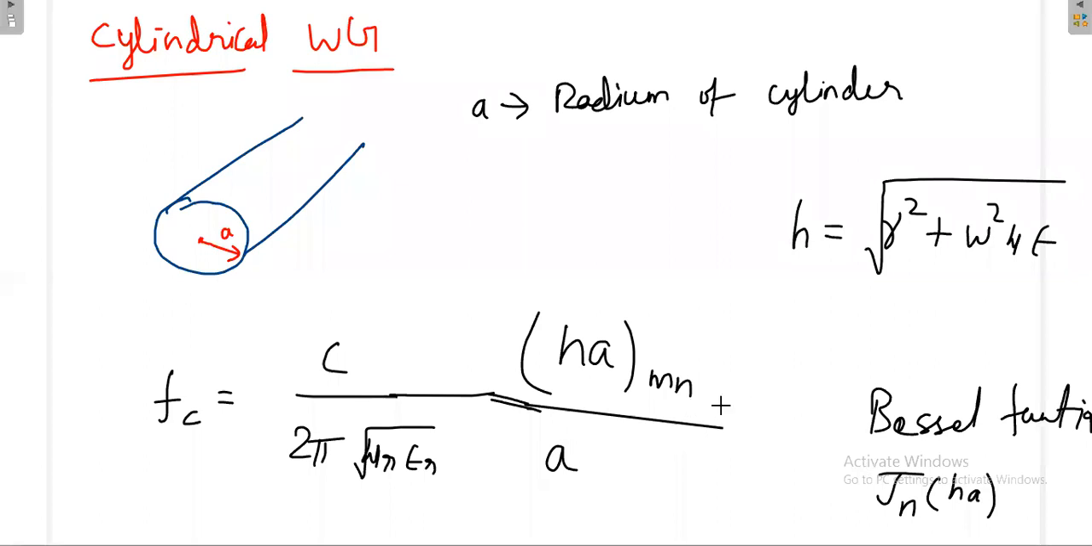Okay, which mode are you operating? Finally, m and n. Sorry, n into m. Okay, so then what is the dominant mode here? What is the dominant mode?